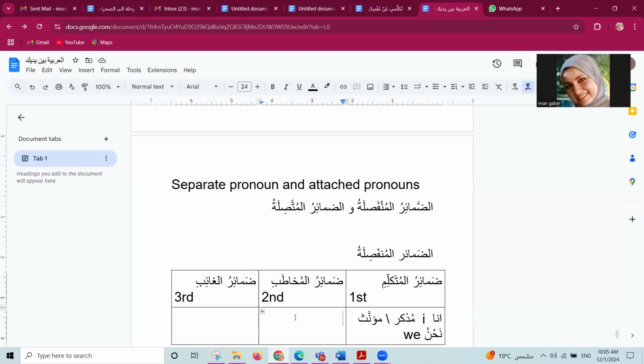The second person pronoun list is ضمائر المخاطب. And المخاطب means the addressee actually. So we saw المتكلم means the speaker, and المخاطب means the addressee. So you are talking to someone. So basically it's you family. We call it in Arabic, you family.